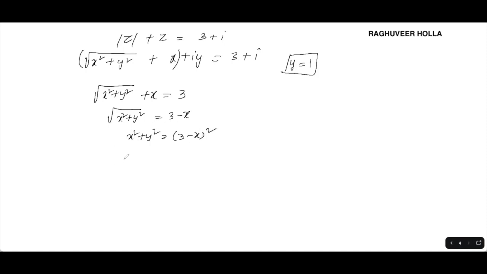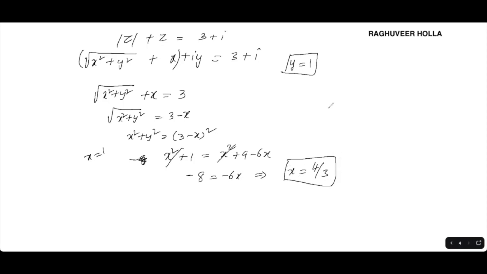And when you simplify this, and substituting y is equal to 1, we'll substitute that also. So x square plus 1 is equal to x square plus 9 minus 6x. So these terms get cancelled. So you get minus 8 is equal to minus 6x, which gives x is 4 by 3. So now we got what is x and what is y.